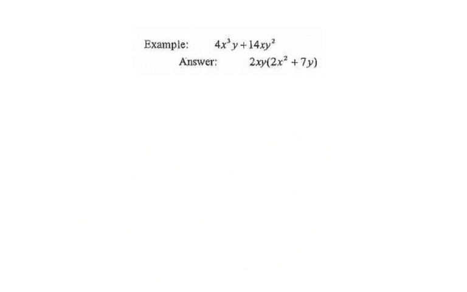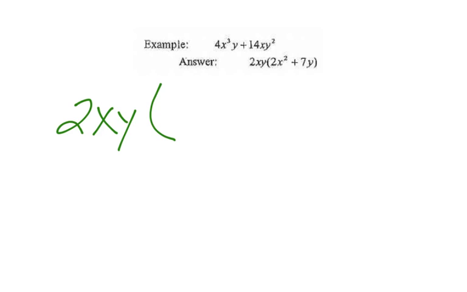Okay, so back to your notes. There's an example on your notes. We have 4x to the third y plus 14xy squared. 4 and 14 will both divide by 2. They both have an x, and the smallest exponent was 1. They both have a y, and the smallest exponent was 1. So I'm going to pull out 2xy.